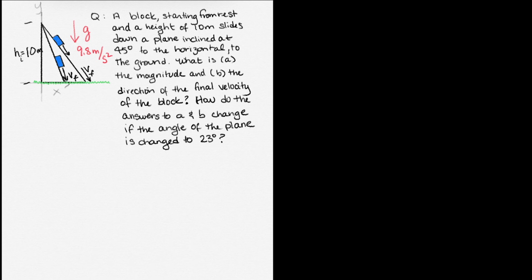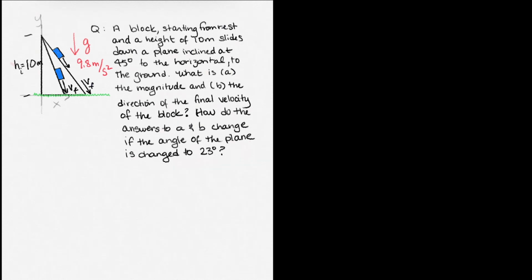I'll read the question. A block starting from rest and a height of 10 meters slides down a plane inclined at 45 degrees to the horizontal, or to the ground. What is A, the magnitude, and B, the direction of the final velocity of the block? Given that we are working with initial height and initial velocity, energy conservation is the most straightforward way to solve for the magnitude of the final velocity.